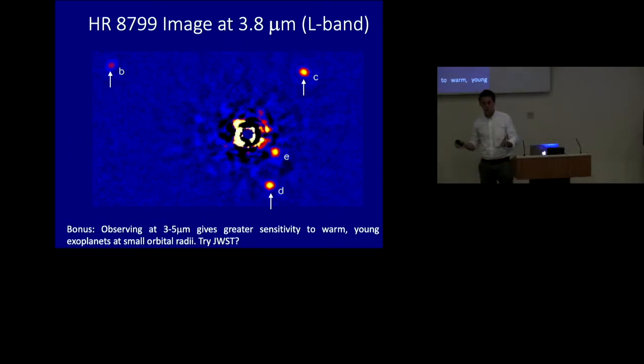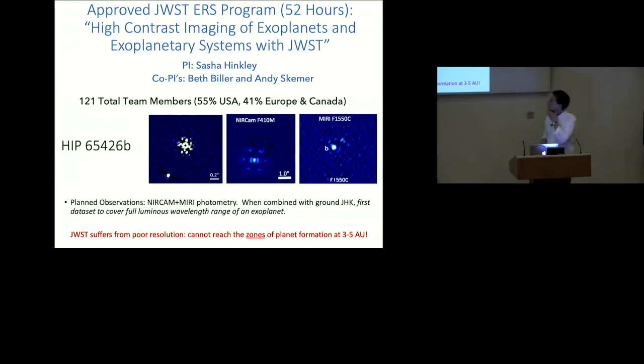So why don't we just do this with JWST, you say? Well, we're going to do this with JWST. There's an early release science program that just got approved a year or so ago. There's a number of us working on this, about 120 team members, and we were given 52 hours to do a study of a handful of extrasolar planets with JWST. And this is really exciting because along with the initial GTO observations, this is really going to be the first observations of extrasolar planets over their full luminous range. We've really just seen the tip of the iceberg at 1 to 2 microns so far.